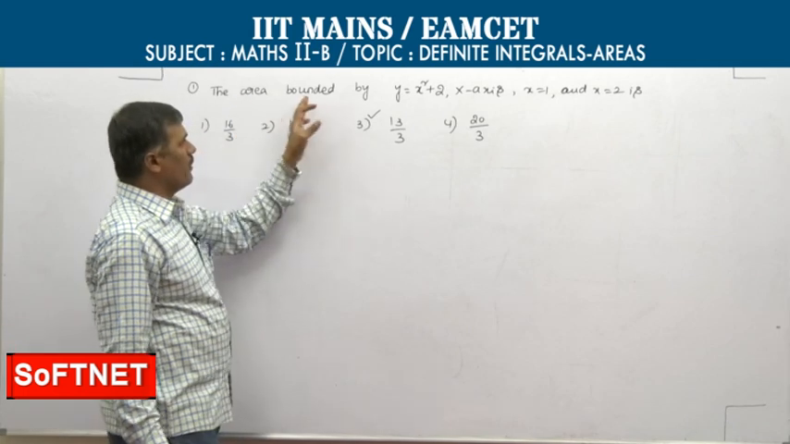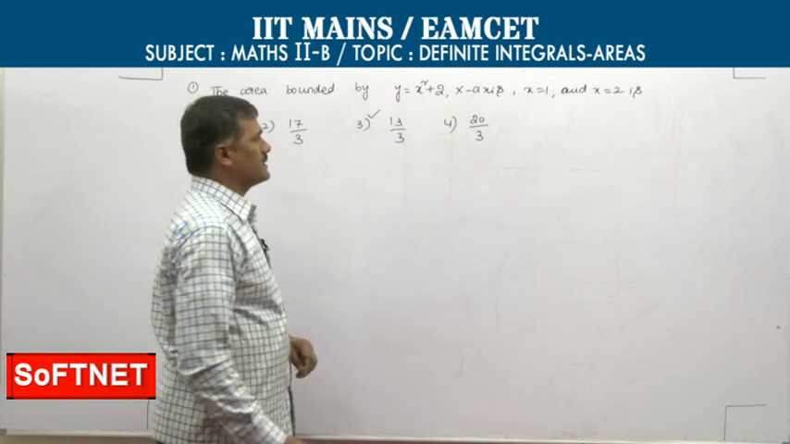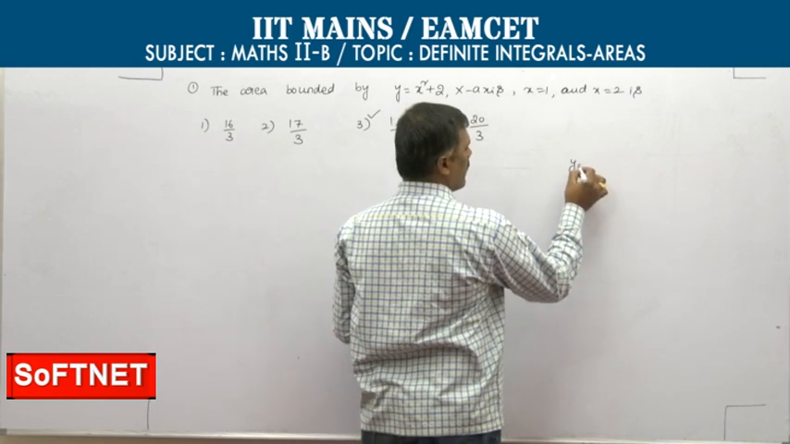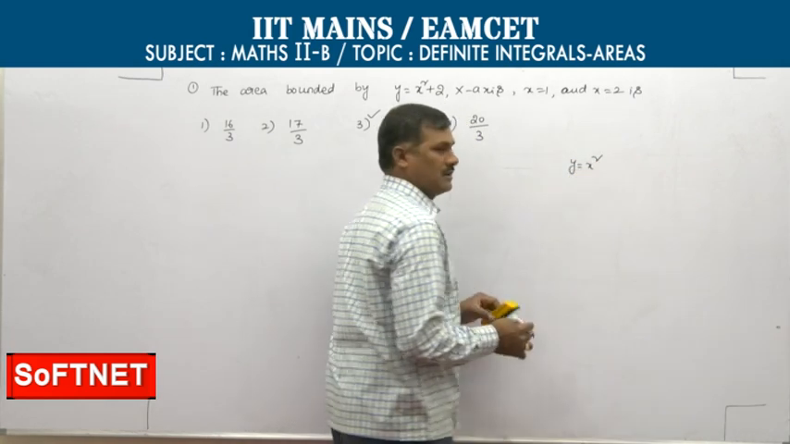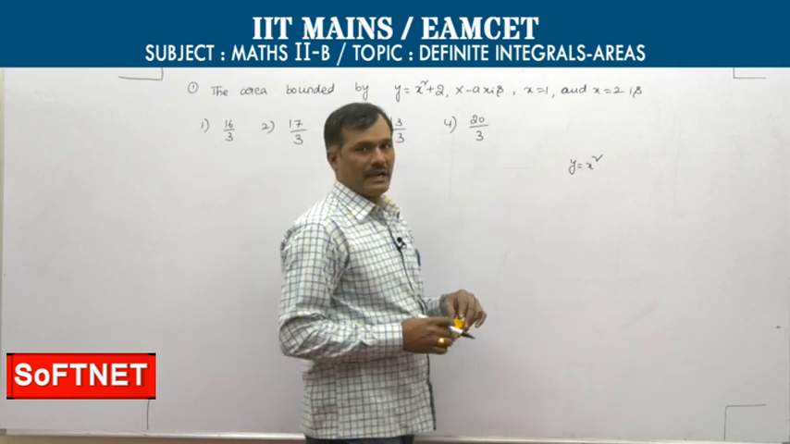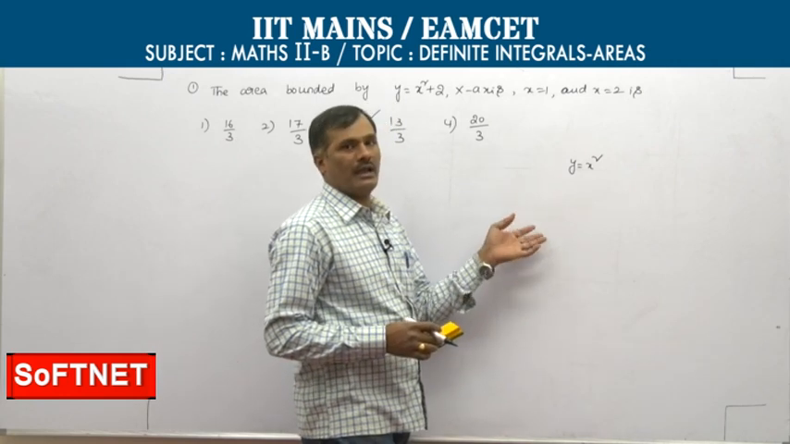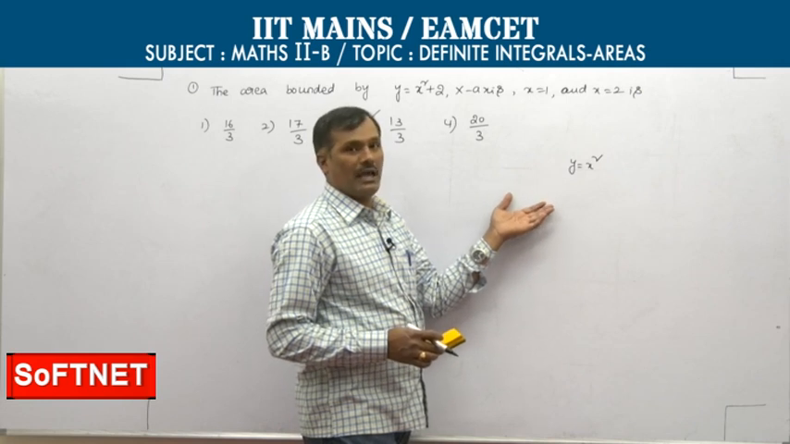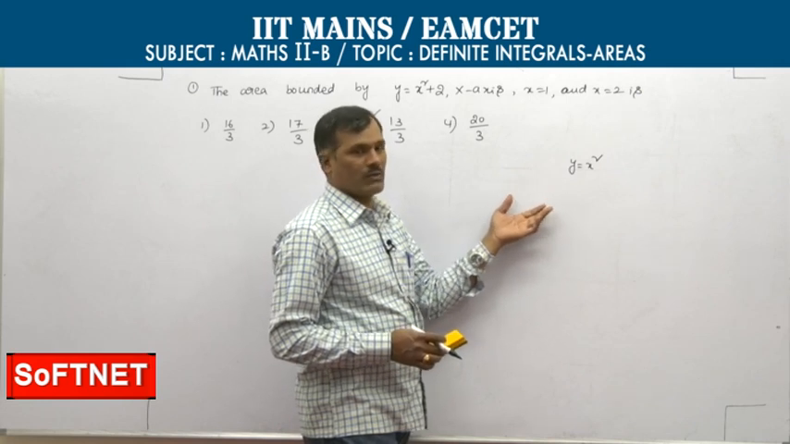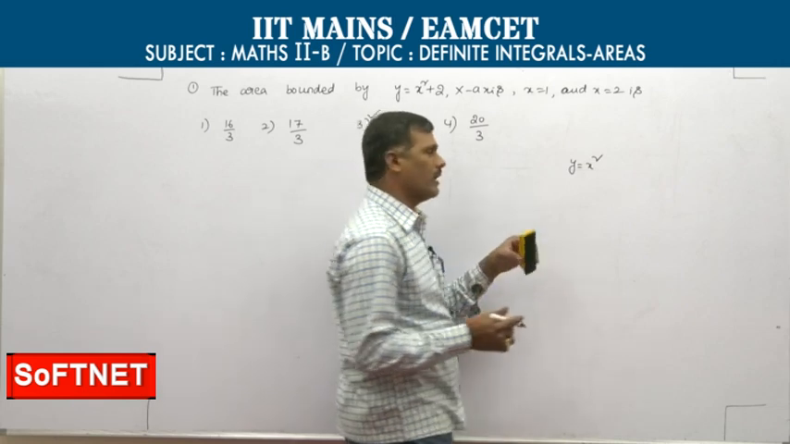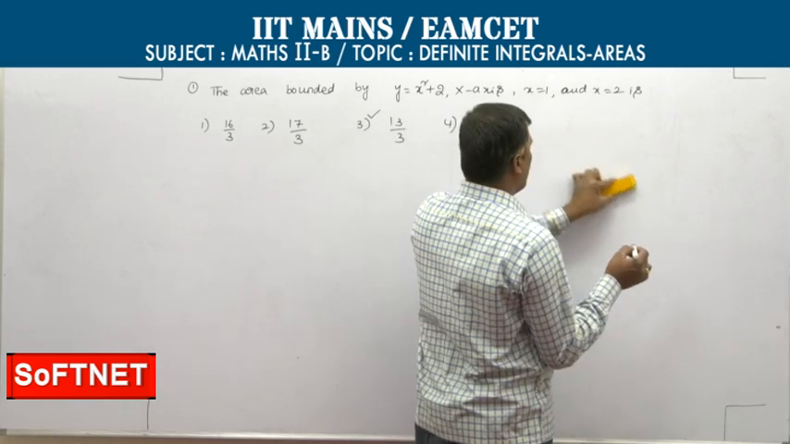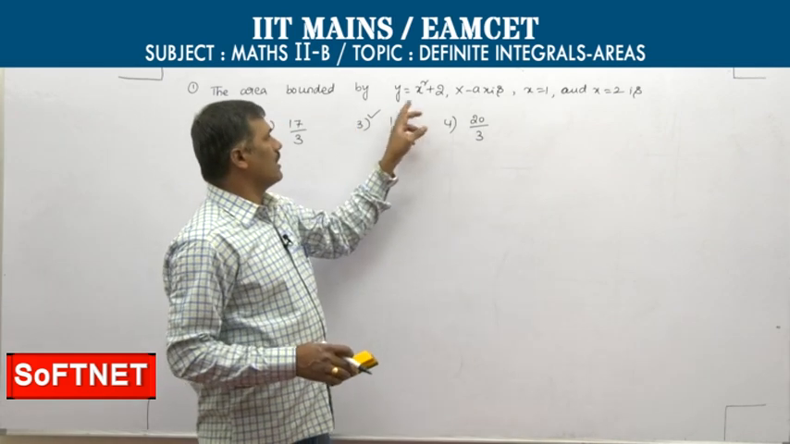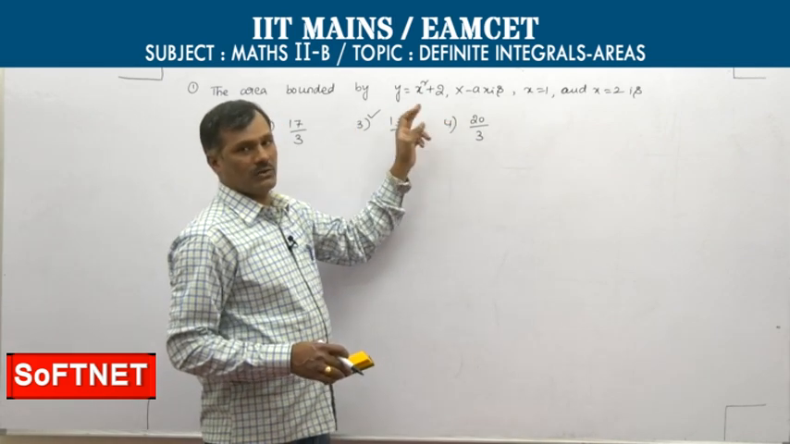The area bounded by the curve y equal to x square plus 2. For us, y equal to x square is a parabola. It is an upward parabola. Since it is in the form x square equal to 4ay, y equal to x square plus 2 is there. The total curve is y equal to x square plus 2.